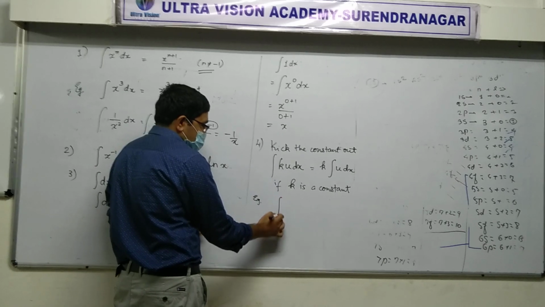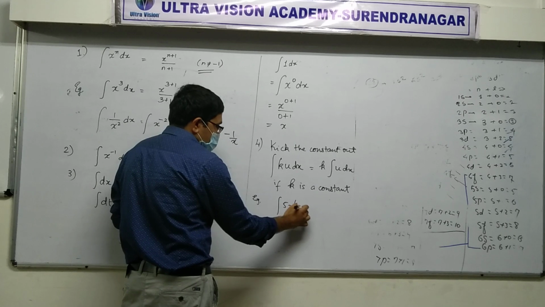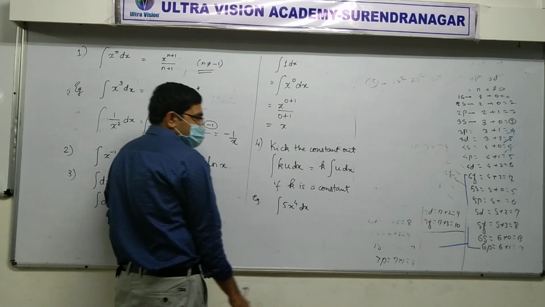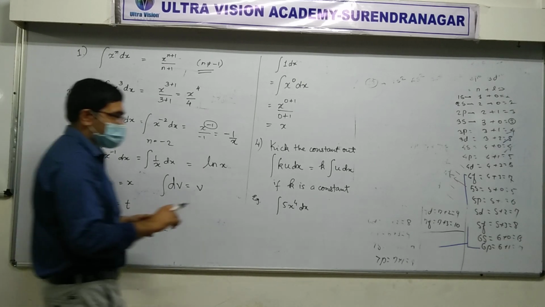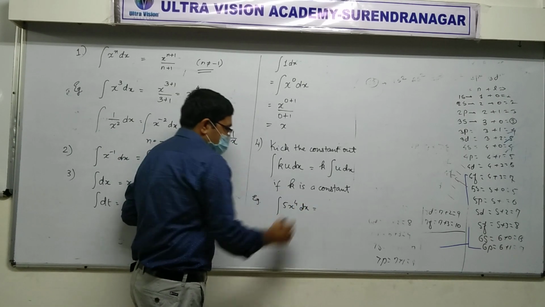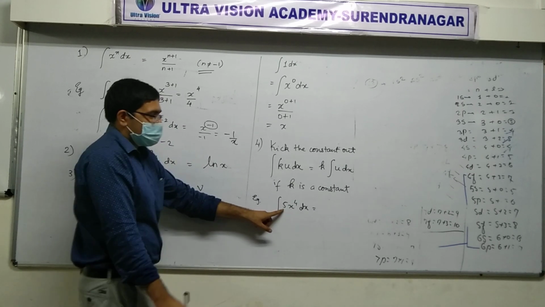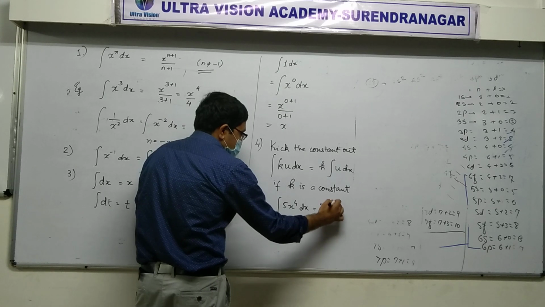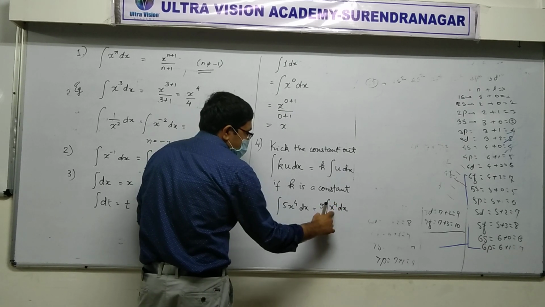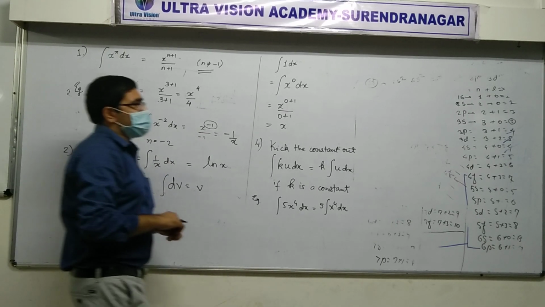So let's take an example of this. Suppose someone says, what's the integration of 5x raised to 4 dx? Let's use that rule here. So first of all, 5 into x raised to 4. Is 5 a constant? Yes. Take it out. So 5 integration x raised to 4 dx. Here can we use rule number 1? Yes. Okay. So what do we get?